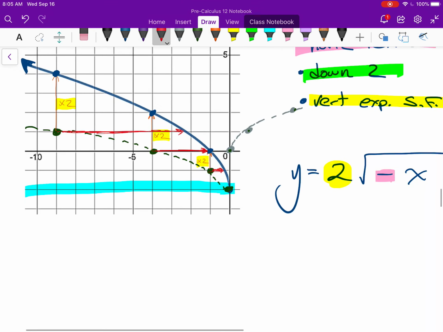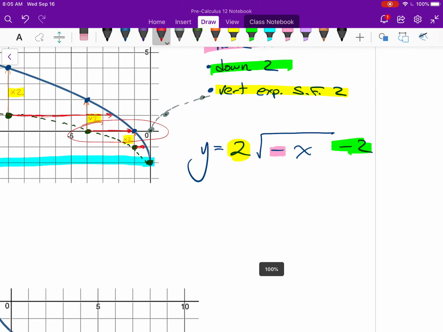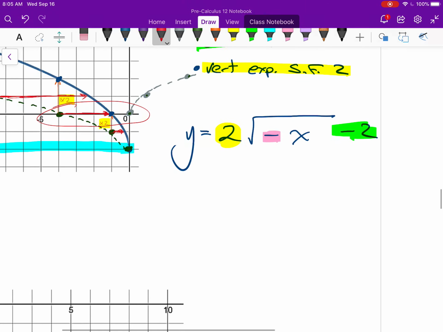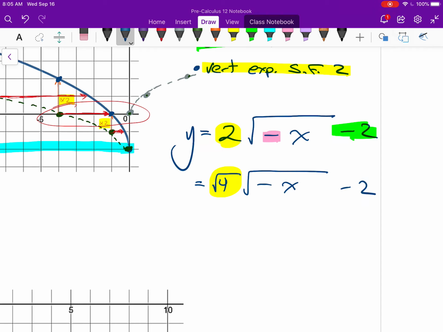I could try to look at the graph, and there is a way I can figure it out from the graph. In fact, if I look at these points here, I can see what the compression must be. Or algebraically, I can do this by remembering some work we did in grade 10 and grade 11 with radicals. That 2 that's highlighted in yellow, I can rewrite as root 4. 2 is the same as the square root of 4. I'm just taking that vertical expansion and writing it as a radical.